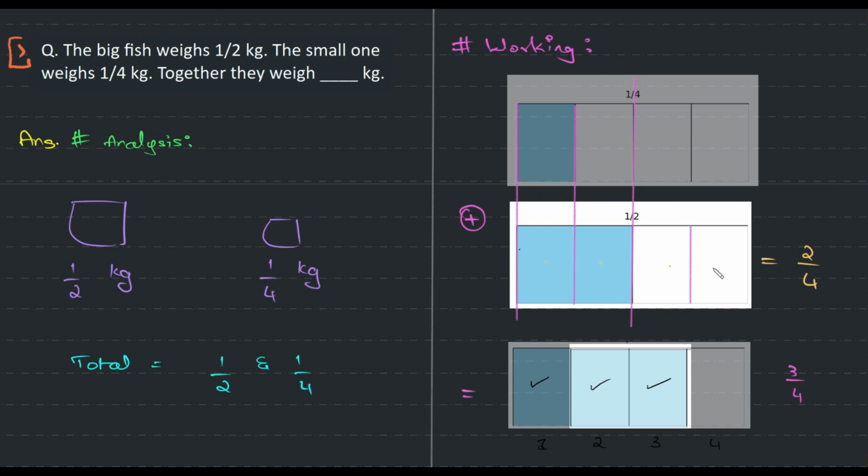So 1, 2, 3, 4. The blue section is in 2 spaces, that is 2 things are selected. So the fraction will be 2 by 4. And here there is 1 by 4 being selected, 1 part selected out of 4. The combination of 1 by 4 and 2 by 4 is 3 by 4. And so that's our answer. So this will be 3 by 4 kg.